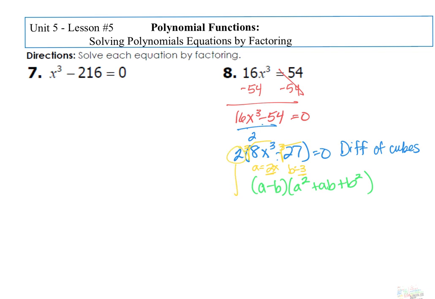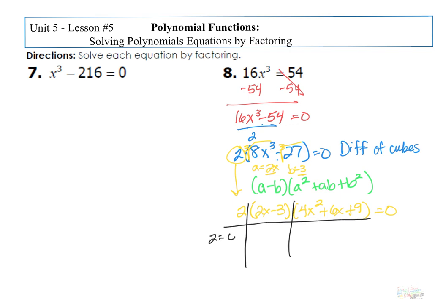And remember, we had a GCF of 2. We'll bring it down. And then a minus b is 2x minus 3. A squared is 2x times 2x for 4x squared. A times b is 2x times 3 for 6x. And b squared is 3 squared. That rhymes, which is 9. And it's all equal to 0. So we're going to t-bar again after we're done factoring.